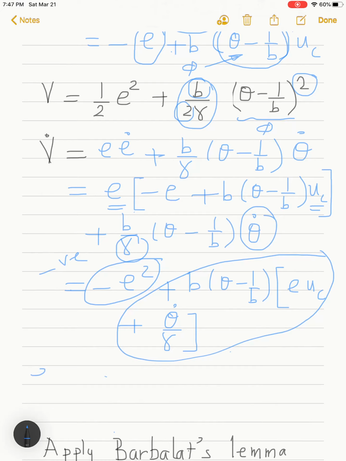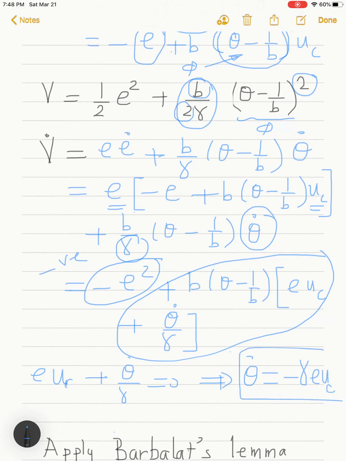So I will write, in that case, these two terms will cancel out, and v dot will be just minus e squared. And that will lead to the adaptation equation theta dot equals minus gamma e times uc. So this is the adaptation equation that I'd like to use.